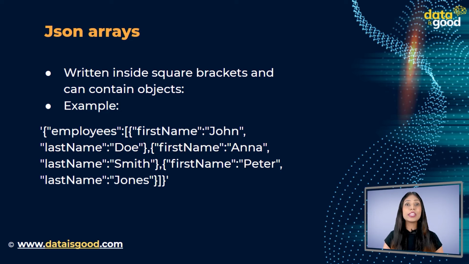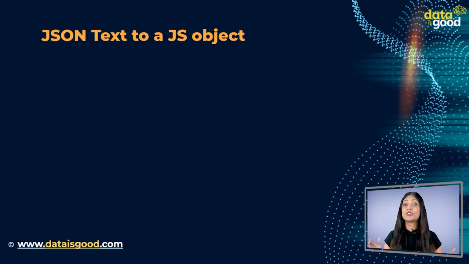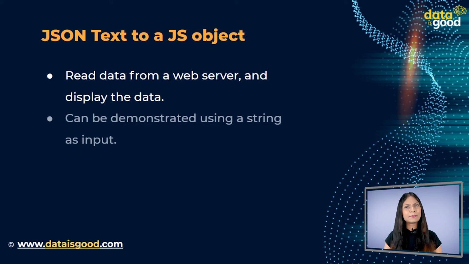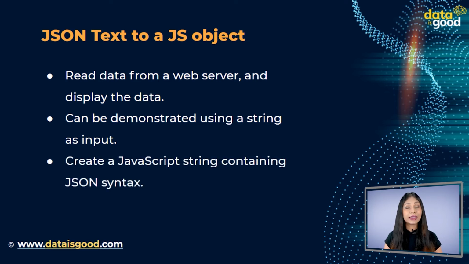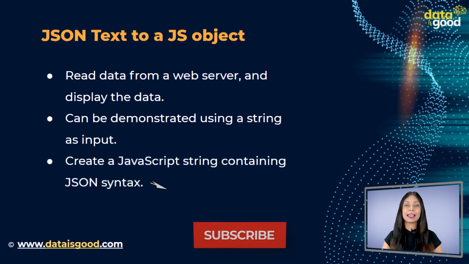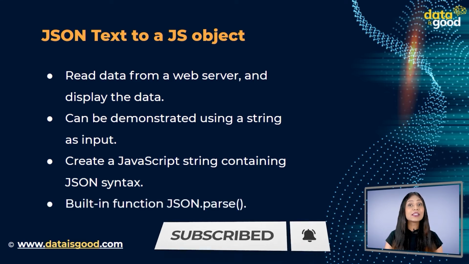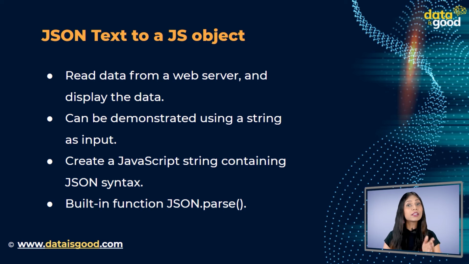Now, sometimes we need to convert the JSON text to a JavaScript object. A common use of JSON is to read data from a web server and display the data in a web page. For simplicity, this can be demonstrated using a string as input. First, create a JavaScript string containing JSON syntax. Then use the JavaScript built-in function JSON.parse to convert the string into a JavaScript object. Let us see an example to understand that.